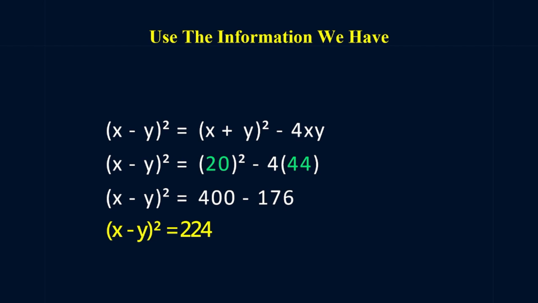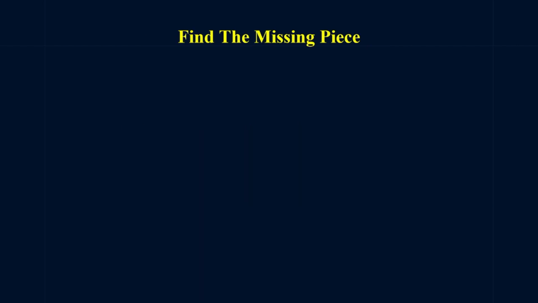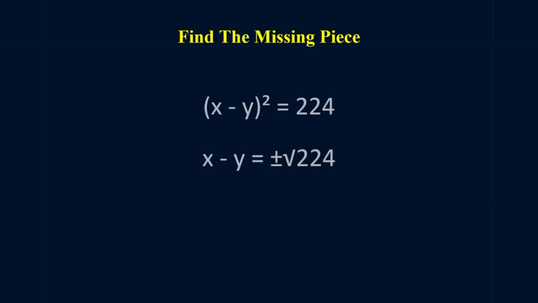So, the square of x minus y equals 224. Take the square root, x minus y equals plus or minus the square root of 224. Now simplify the radical. The square root of 224 is 4 square root 14. So now we know x minus y equals plus or minus 4 square root 14. Look at how much progress we made. At the beginning, we knew the sum and the product. Now we also know the difference. Once we know both the sum and the difference, everything becomes easy.